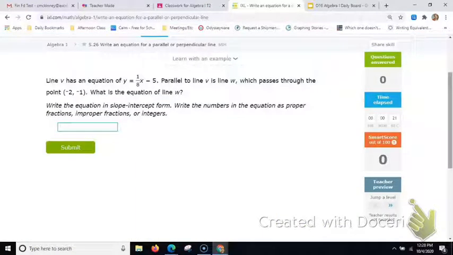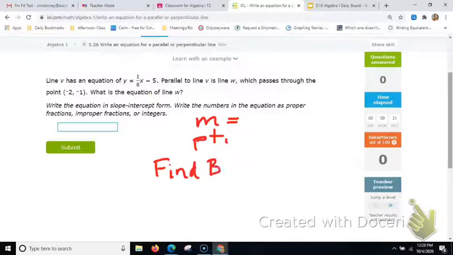All right, so the other part of your IXL for today is writing an equation for a parallel or perpendicular line. And this is very much like the writing equations we did last time. It's like the ones when we know the slope and we know a point. And remember, then we find b and then we write the equation. So those are kind of what we're going to do.